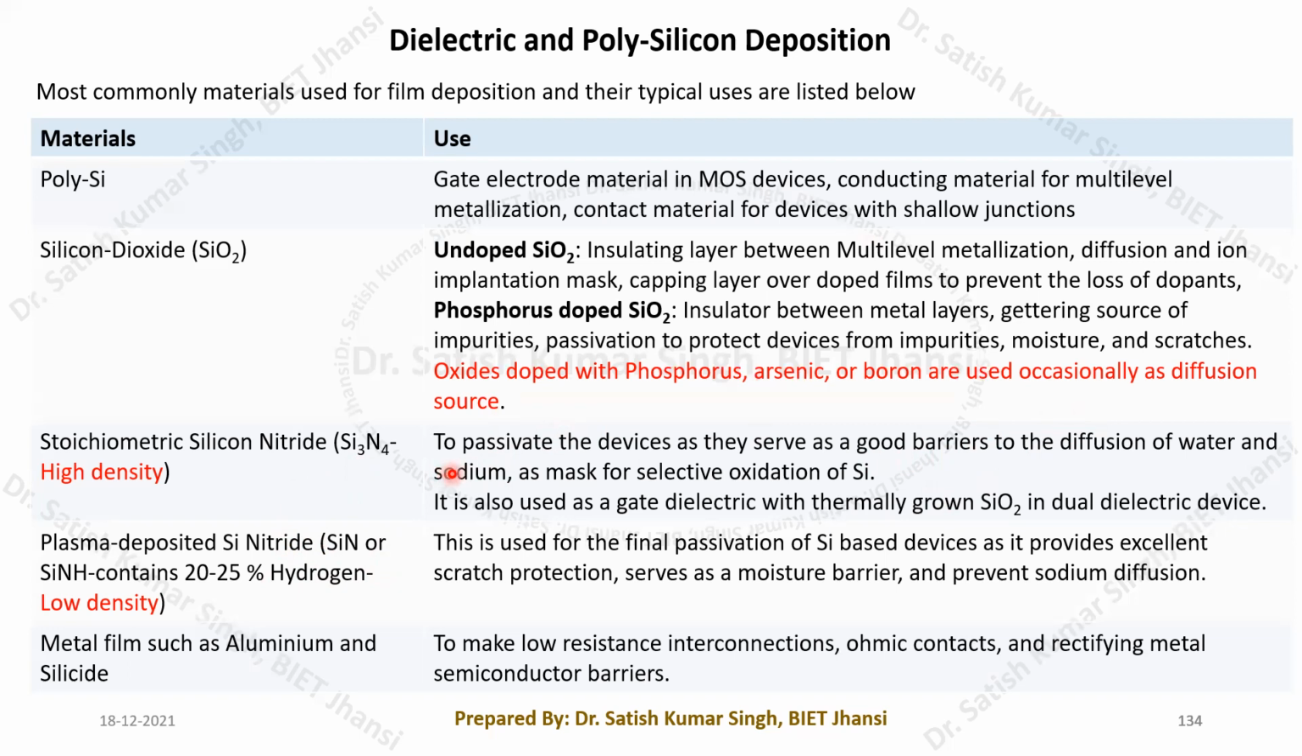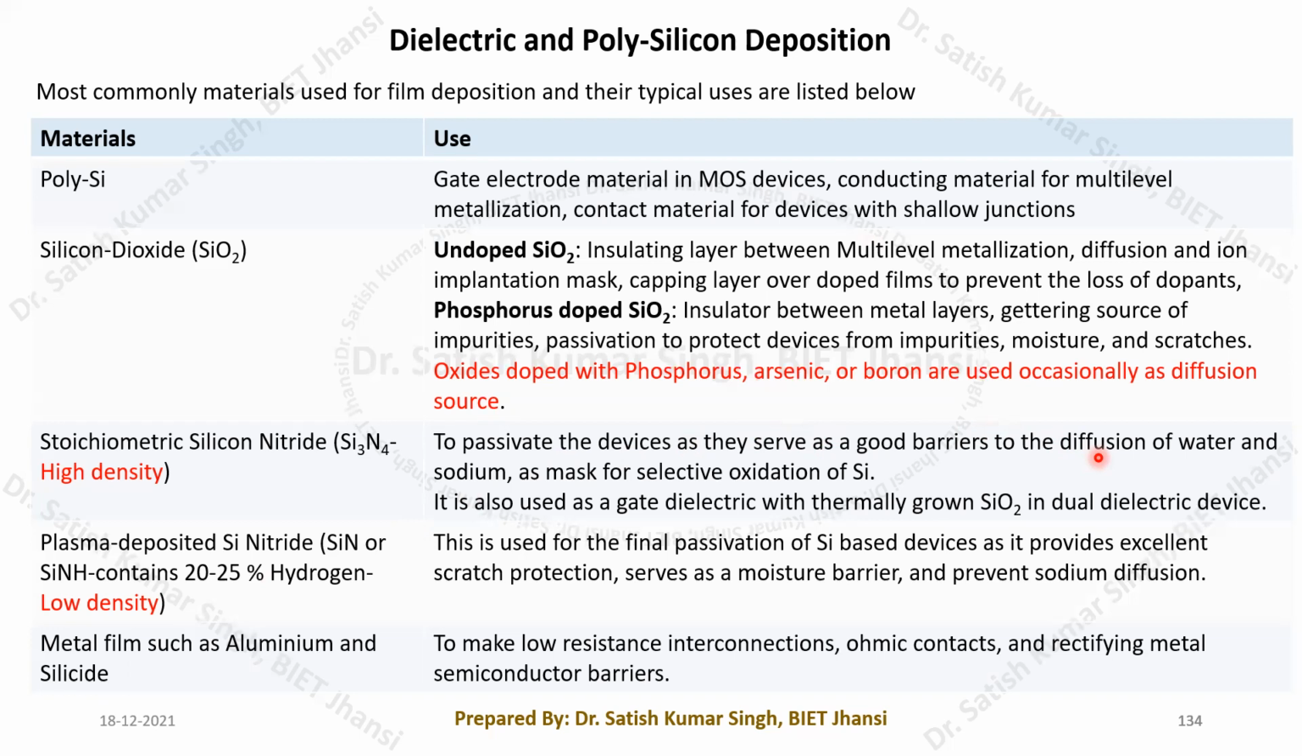You remember that if water molecules and sodium penetrate and these impurities enter the device, they will start corroding your device. That's why these impurities are very dangerous to your devices, and that's why we generally use this Si3N4 or SiN to passivate our device. It means at the final stage, we use this particular layer to passivate our devices.